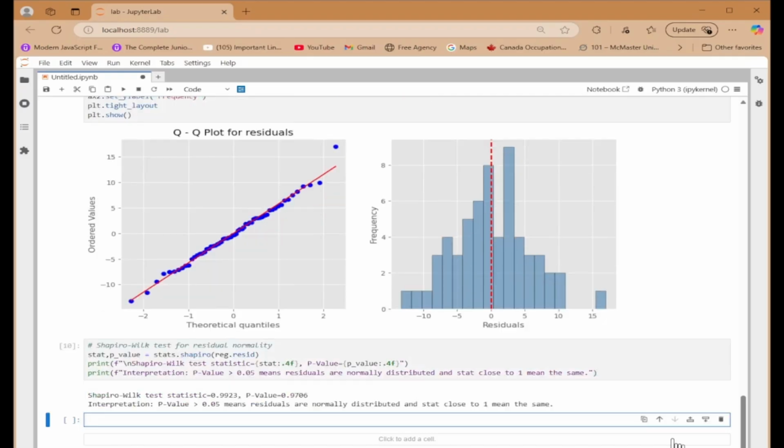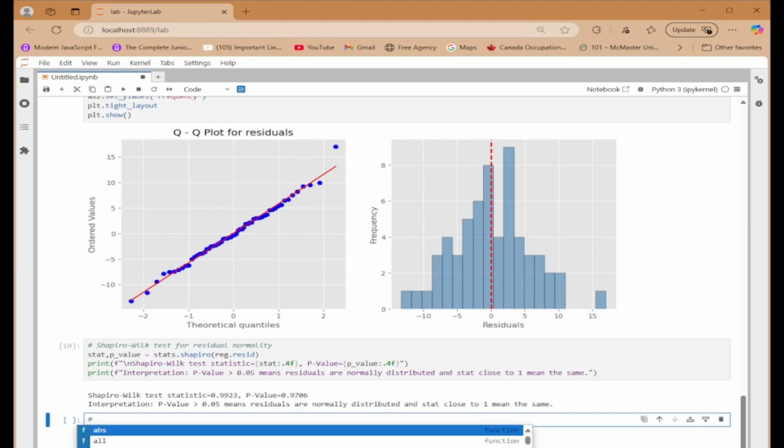Yes, no syntax error. So the Shapiro-Wilk test statistic gave us 0.9923, which is very close to 1. P-value 0.9706, much bigger than 0.05. That means the residuals are normally distributed, pictorially as well as in numbers. So the last item I want to show you today is, as I said before, we are suffering from multicollinearity problems. Let's see which variables are suffering from that.